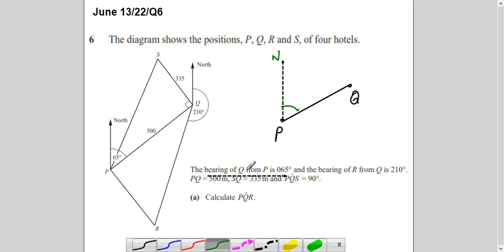So bearing of Q from P. From P means draw north here. So the question is saying from P to Q it is 65, right? And then bearing of R from Q. Now from Q, north is here, and this is the line joining R and Q. So this bearing is 210. You have to calculate PQR. So there are 3 parts of this question. In the first part you have to calculate this angle. So let's see how we will calculate this angle.